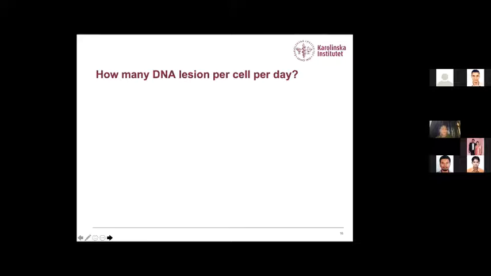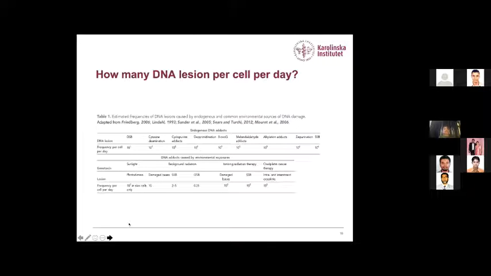I would like to say something about this. It is very surprising. I don't know if somebody has an idea how many DNA lesions occur per cell per day. Here I can mention that there are two kinds of DNA damage: endogenous damage and exogenous damage. If you can see, there are different lesions.